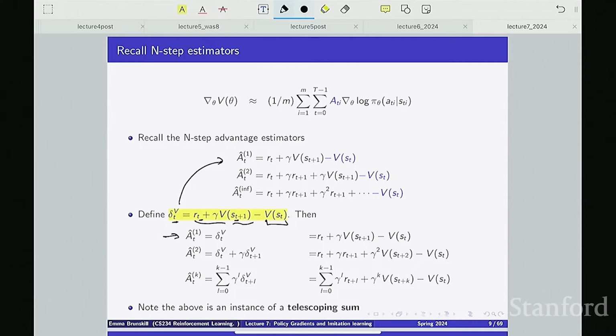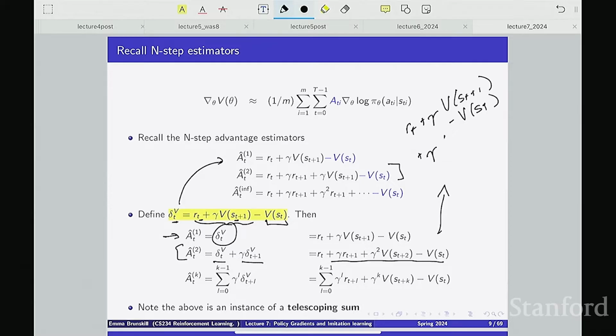Now the next thing we can say is, what is the advantage if we use this two-step estimate? That is this. Okay, so we've got this expression, and that is exactly equal to delta V_t plus delta V_{t+1}. I'm going to write that out so we can see why that's true. We had r_t plus gamma V(s_{t+1}) minus V(s_t), that's this term, plus gamma r_{t+1}, because notice here this is t plus 1, plus gamma V(s_{t+2}) minus V(s_{t+1}).